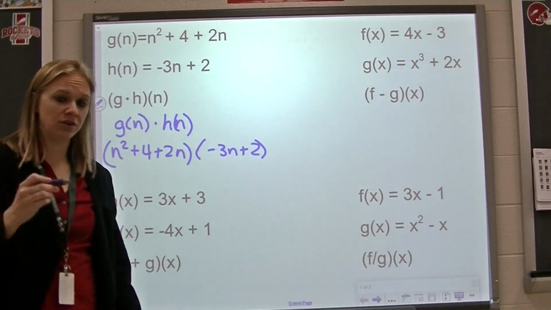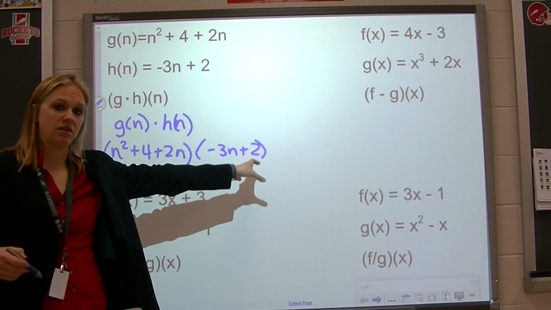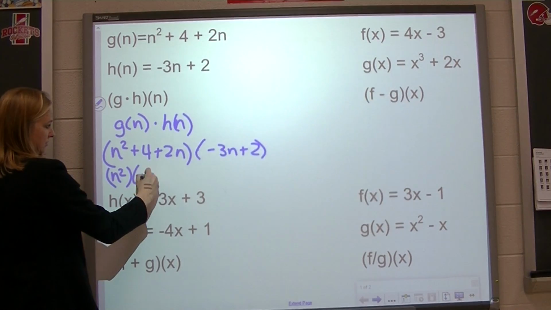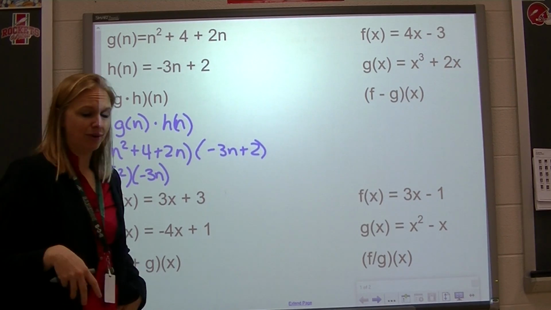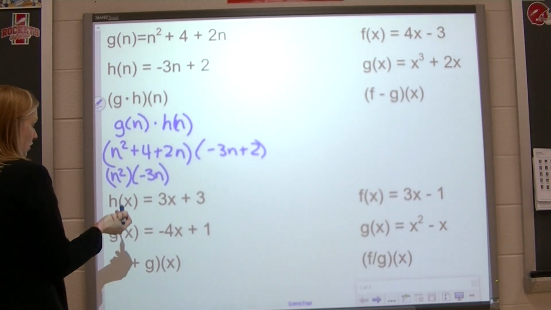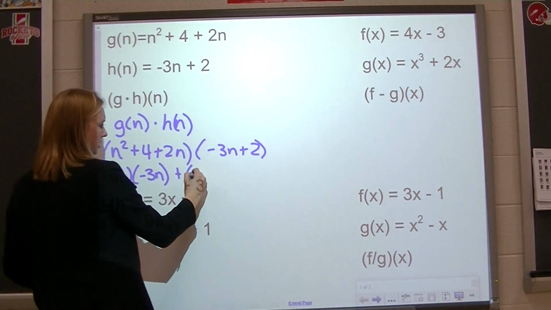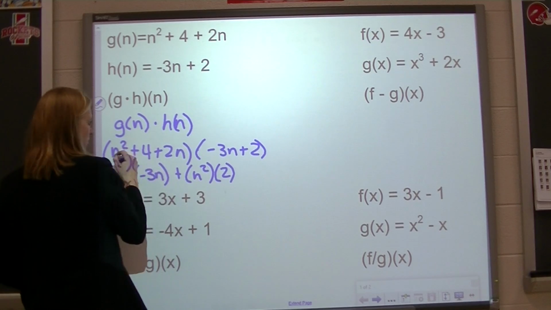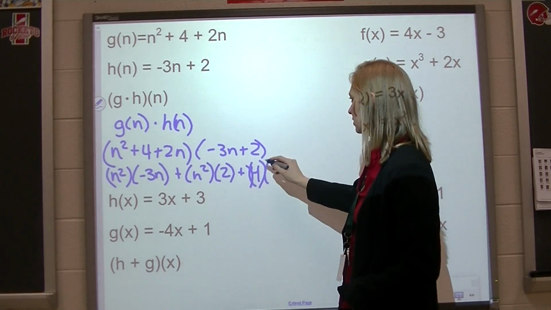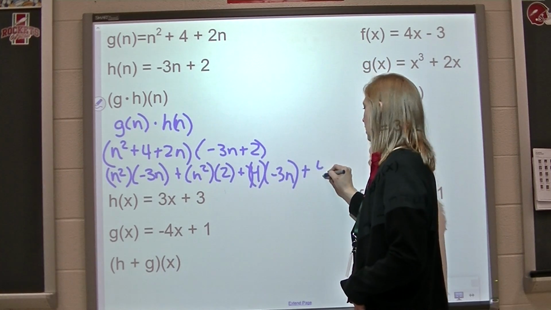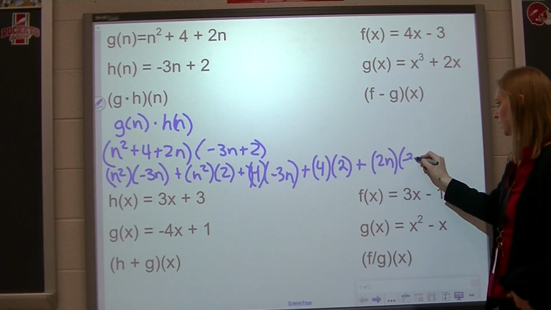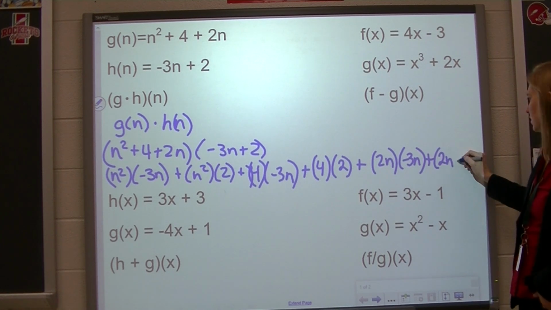At this point, we should be pretty good and know that we have to distribute everything from here to everything here. So distribute that, and that's basically n squared times negative 3n. Actually, if you want, you might as well pause the video, multiply it out yourself, and make sure you can multiply it well. If not, then watch through it. And then n squared times 2. Notice I'm distributing the n squared. Now I'm going to distribute the 4. So it's going to be 4 times negative 3n, and then 4 times 2, and then I'm going to do 2n times negative 3n, and then 2n times 2.